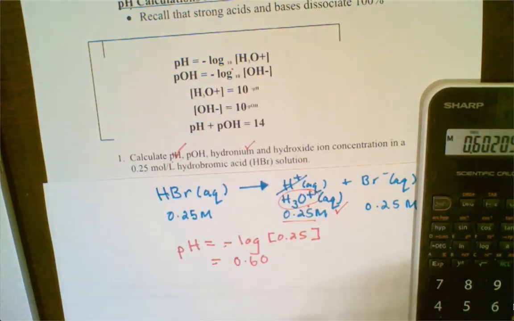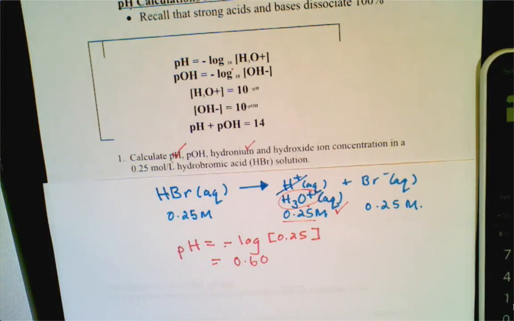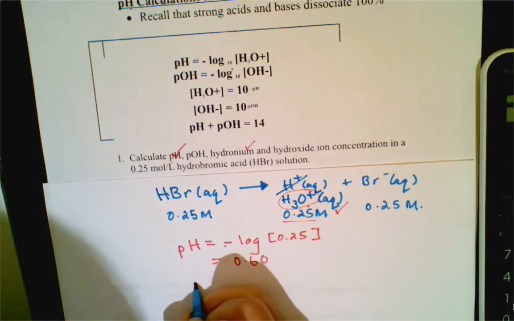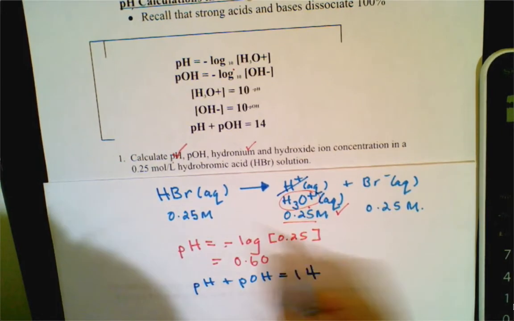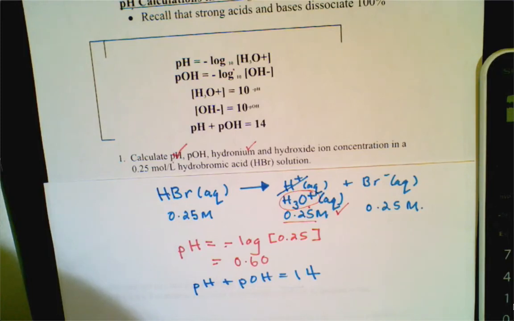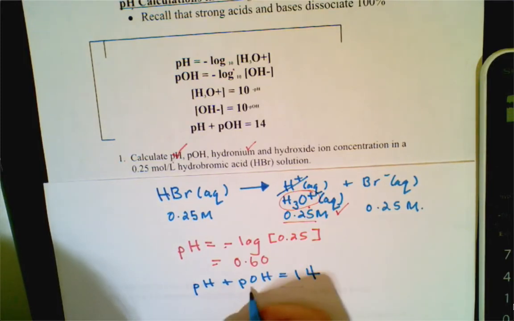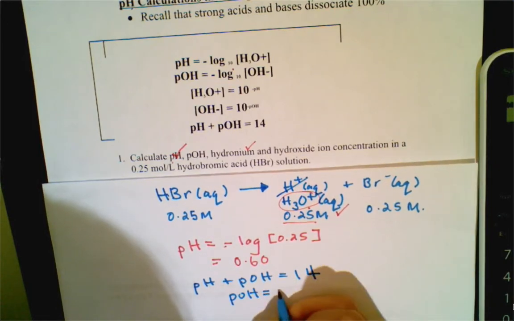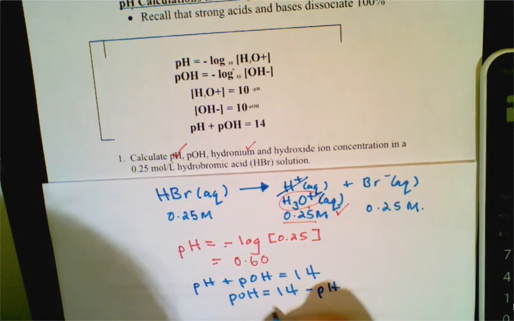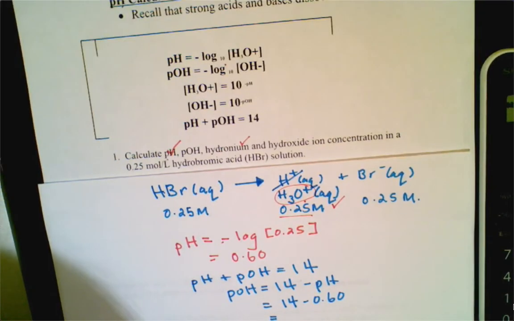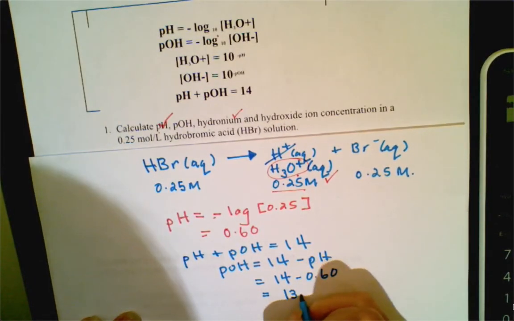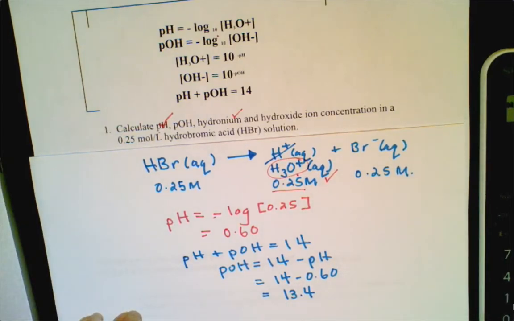Then what I can do is I can take a look at this relationship of pH and pOH, and I can figure out what the pOH is of this solution. So what we know is pH plus pOH is equal to 14, which is the scale at which the pH scale and pOH scale go to. So what we want to do is pOH would then be equal to 14 minus the pH. So we have 14 minus 0.60, which gives us a pOH of 13.4. So we have got that one done.